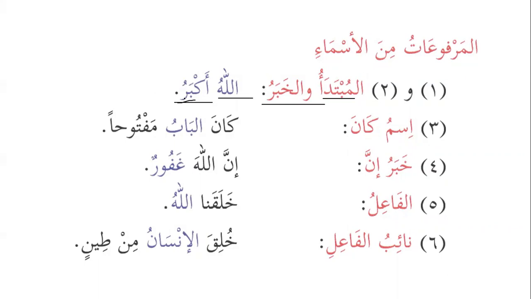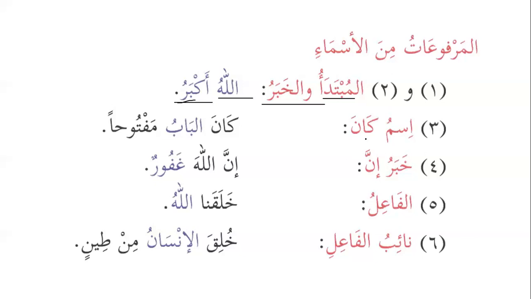So Allahu akbaru. Ism al-Jalala is mubtada, marfu', and Akbar is the predicate, khabar, which is also marfu'. So both of them will be marfu'. And we know that in most cases, mubtada is a proper noun and khabar is a common noun. But sometimes both of them can be proper nouns, but that is rare. Most of the time, mubtada will be a proper noun, ism al-ma'rifa, and khabar will be a common noun, ism nakira, as we can see here.